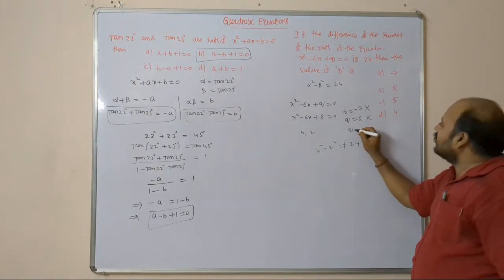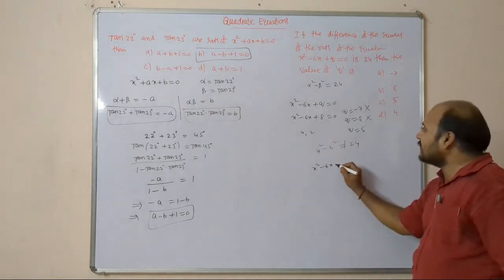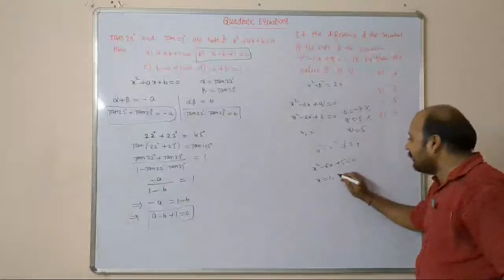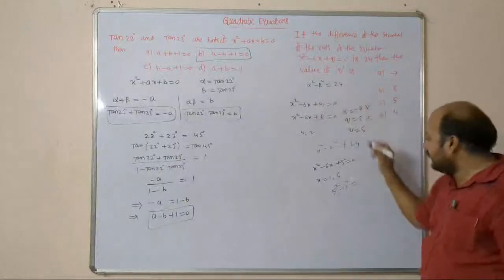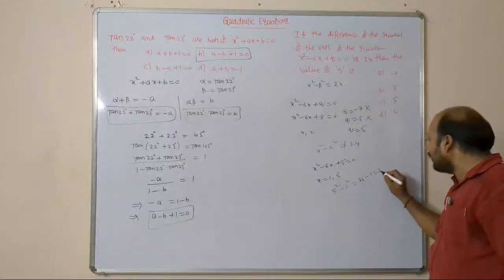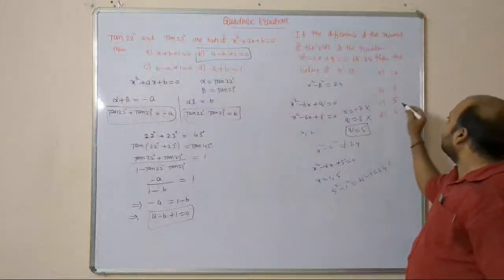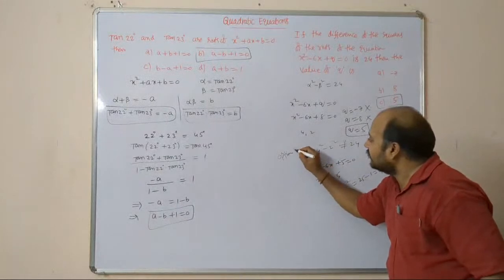Next, q is equal to 5 I am taking. So x square minus 6x plus 5 equal to 0, x is equal to 1 comma 5 will come, dear students. So 5 square minus 1 square, alpha square minus beta square, 25 minus 1, 24, it is coming now. So q is equal to 5 is the right answer by option verification.